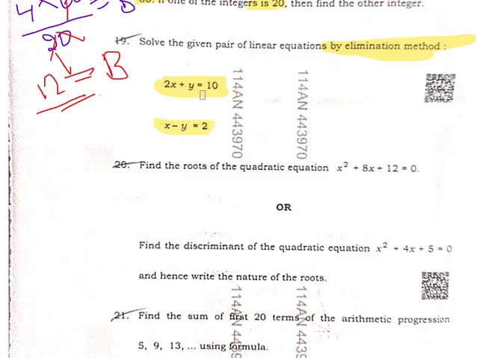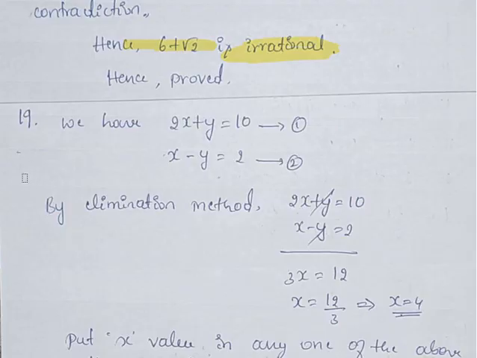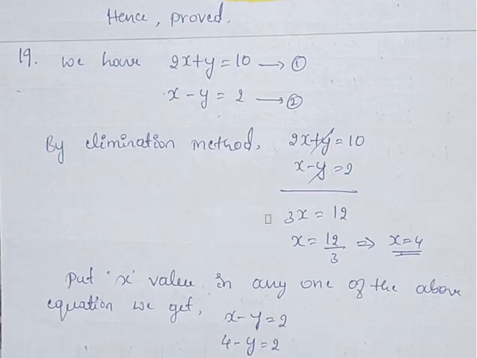It is very simple: you just eliminate, just cancel any one of the variables and find out the other variable's value. You observe these two equations here, plus y and minus y, you can easily cancel, but I will show how to solve this equation. So, we are given the equations 2x plus y is equal to 10 and x minus y is equal to 2. Take it as equation number 1 and take it as equation number 2.